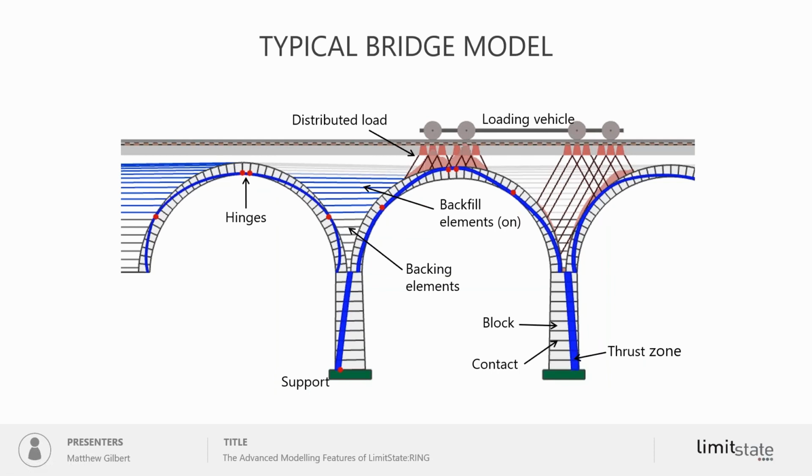And the slide shown here just gives you an indication of all these different entities. The other thing that you can see here is actually we're not dealing with a line of thrust, we're actually dealing with a zone of thrust, where the thickness of this blue line representing that zone of thrust is a function of the thickness of masonry required to carry the particular load.